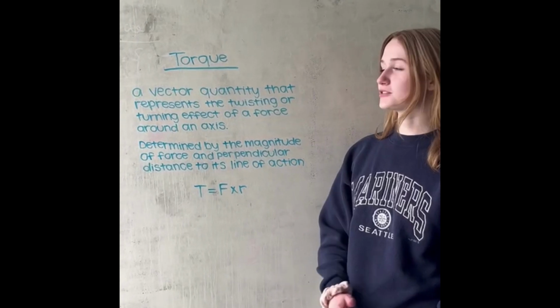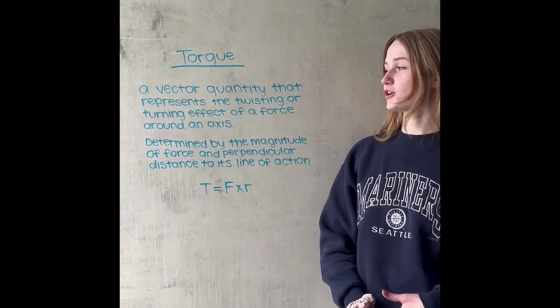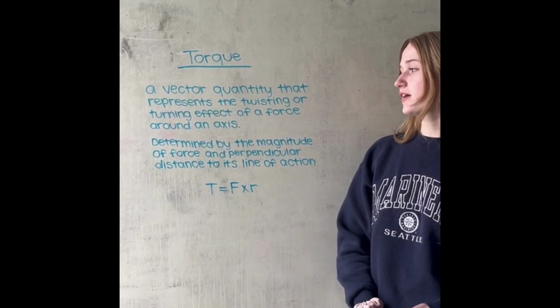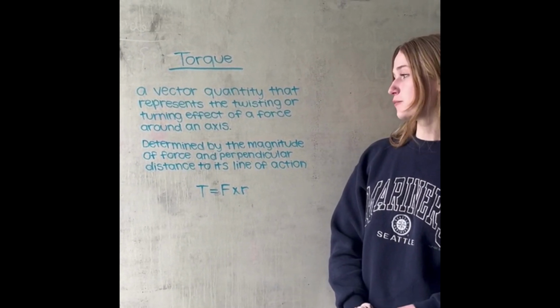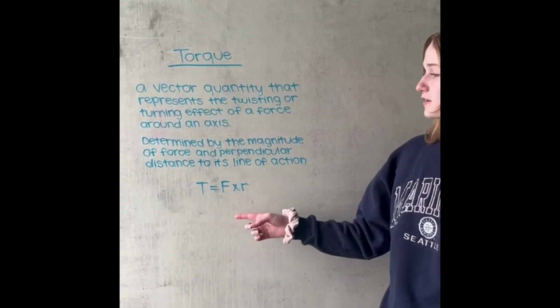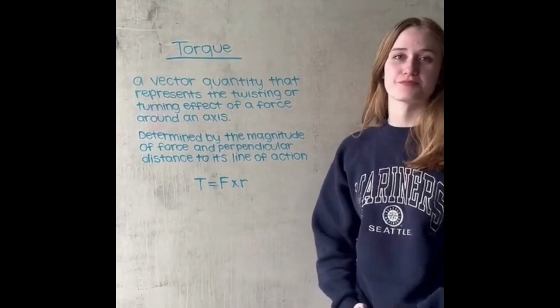So what is torque? Torque is a vector quantity that represents the twisting or turning effect of a force around an axis. It's determined by the magnitude of force and perpendicular distance to its line of action. You can see the equation can be defined as torque equals force times radius.